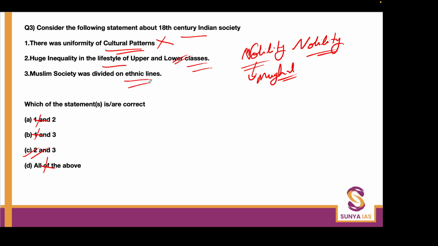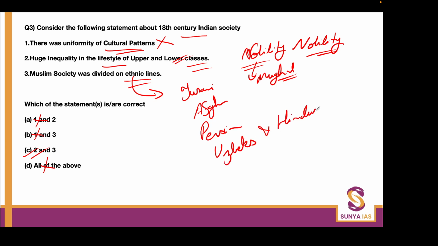Muslim society was highly divided. This is also correct, because as long as Aurangzeb was alive, everything was going fine. Well, he was not fine, but he was able to maintain things here and there. But after his demise, you will see the Turanis, the Afghans, the Persians, the Uzbeks, and Hindustanis. There were many ethnic line divisions in the Muslim community all over India. Okay, so the statement is right. 2 and 3 will be the answer.